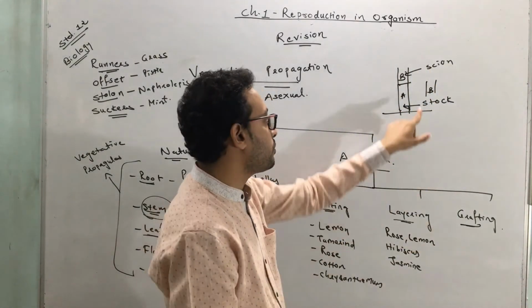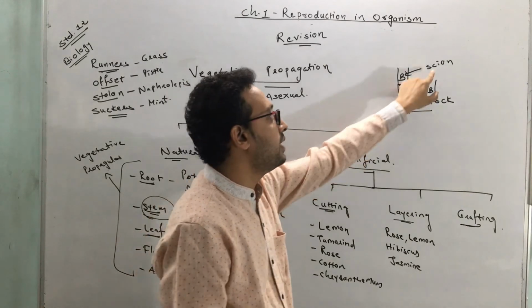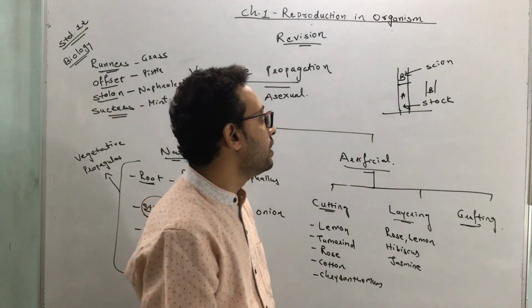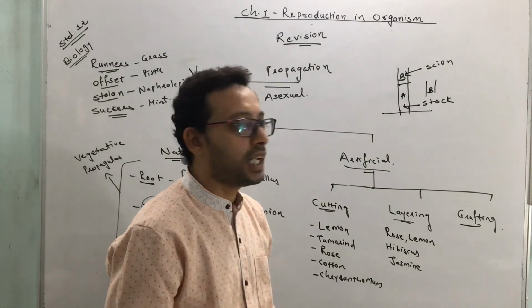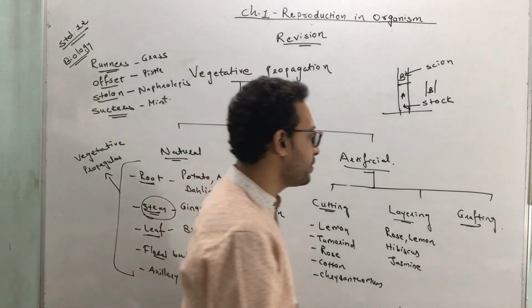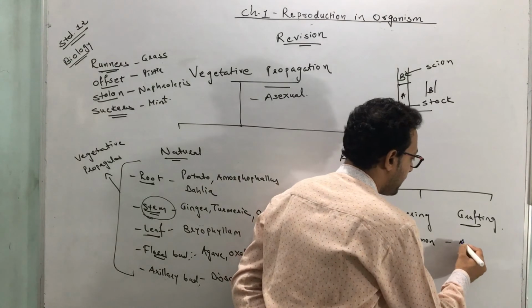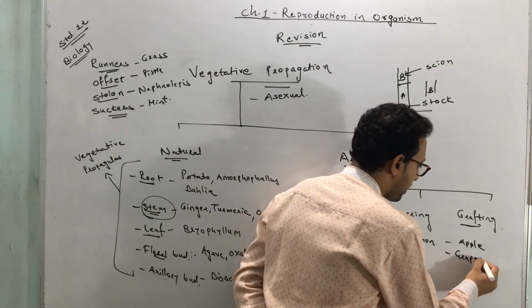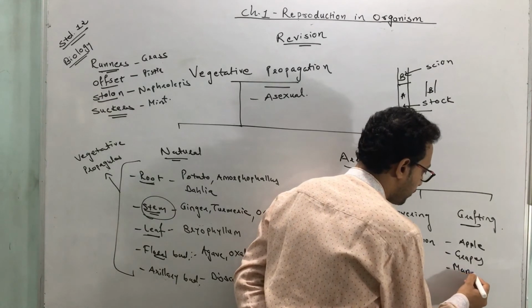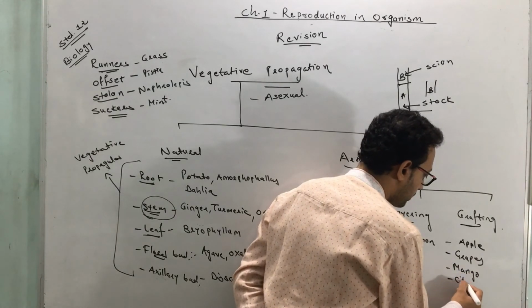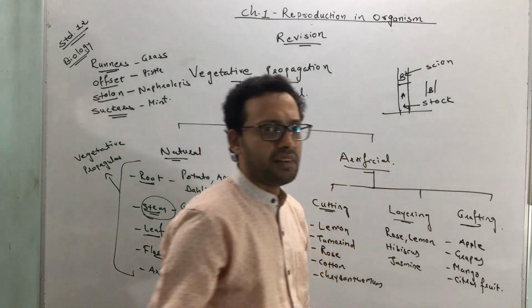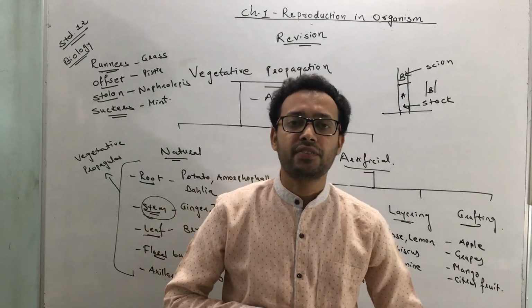So the stock is responsible for maintaining the support, and the scion is responsible for giving the characteristic to a plant. So this is the stock and scion which is utilized in grafting, and many fruits can be produced this way, like apple, grapes, mango, citrus fruit. I will give you a very good example of grafting.